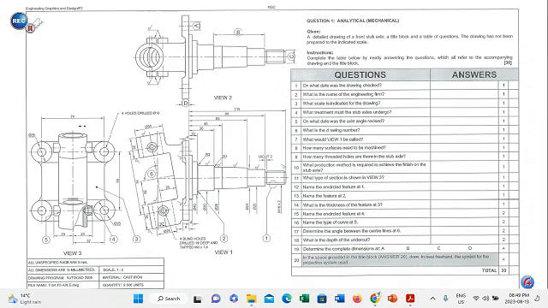Grade 12s, that concludes another analytical mechanical activity. I hope that you have found this activity very informative. Please ensure that you fill in all the necessary answers in the designated spaces in your answer block.